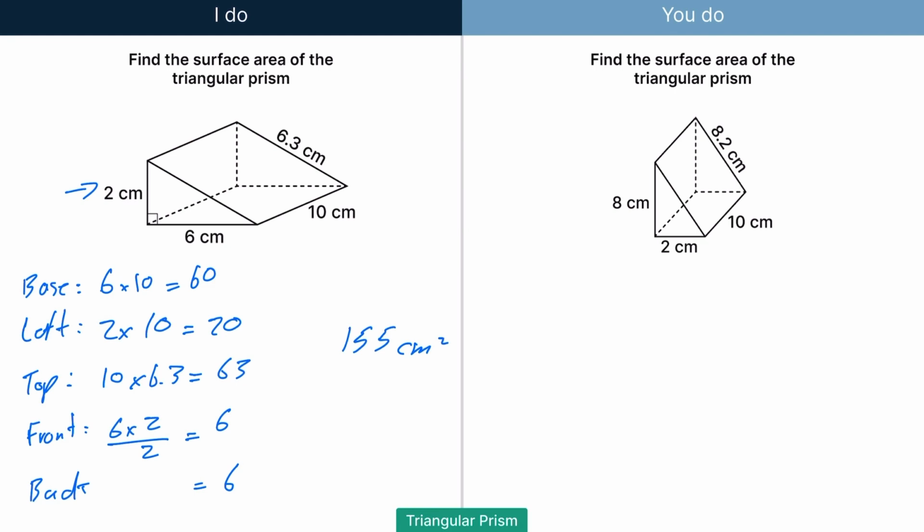So again, hopefully you've pressed pause and had a go at the example on the right. We will start off with the base. Right, at least that's where I'll start off. You don't have to start here. That's just going to be 2 times 10, which is 20. So that's the bottom base done.